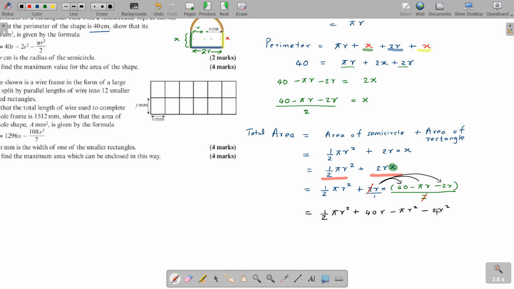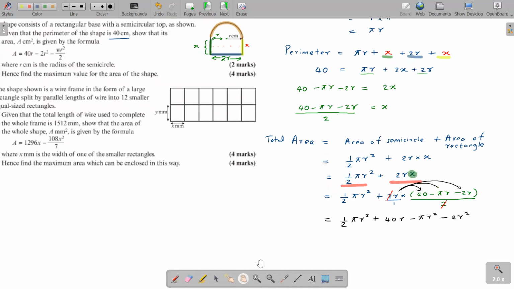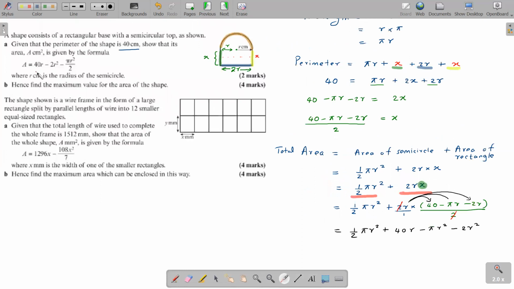Now to get the show that, check whether there are like terms. I can see the 40r. Now in my show that I have 40r. I have 40r here. Minus 2r square. Yes, I have minus 2r square here. So there is a minus pi r square over here. So do we have some like terms here?